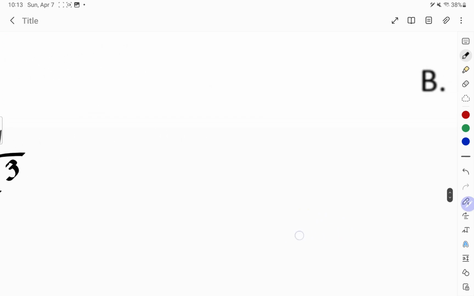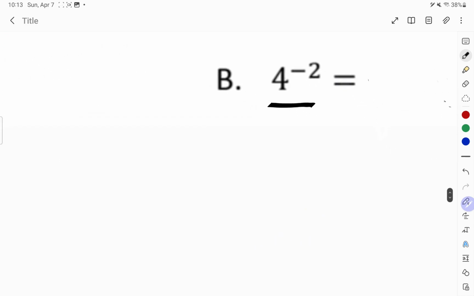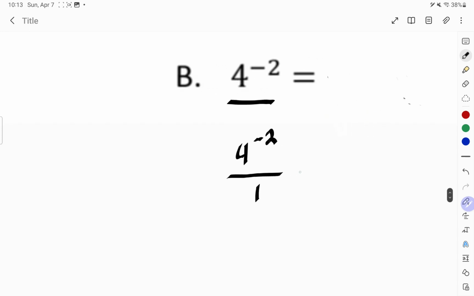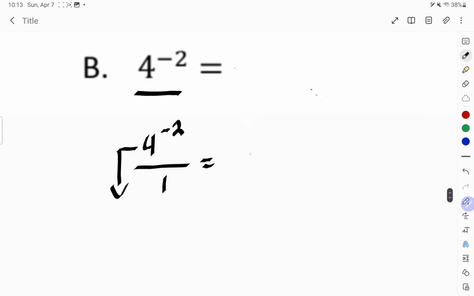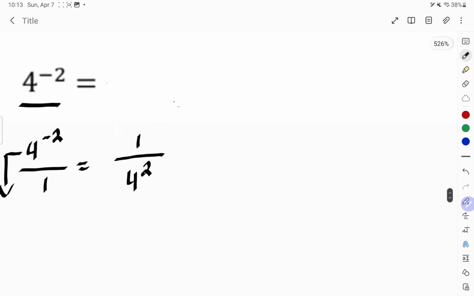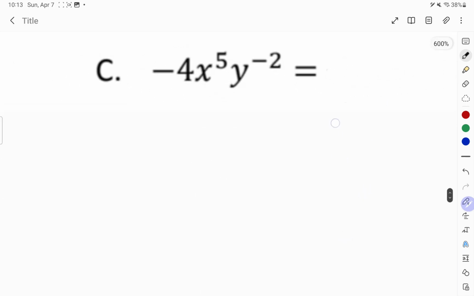So let's do number 2. This one's just like number 1. So I'm going to put this one into a fraction. So I'm going to have 4 to the negative 2 power over 1. I'm going to move this 4 down. And now I have 1 over 4 to the second power. Pretty easy.